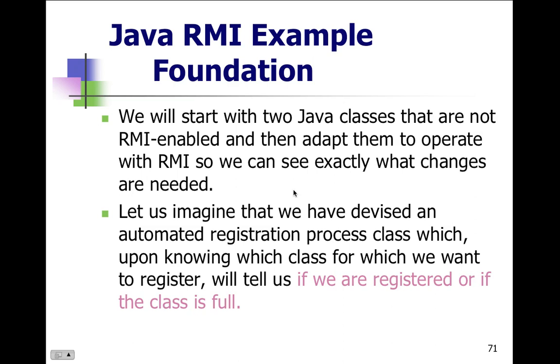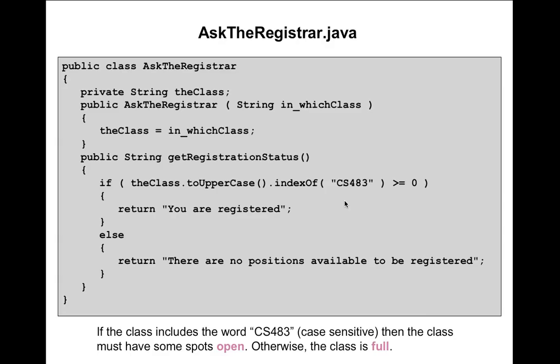Let's imagine now that we're going to devise an automatic registration process. This is going to be a student registration process, the same example that was used earlier. It's not knowing which classes we want to register for. We're going to tell it if you are registered or if the class is full. So a student's going to go in and check the objects to see if they are registered or if the class is full. So here we have asktheregister.java.